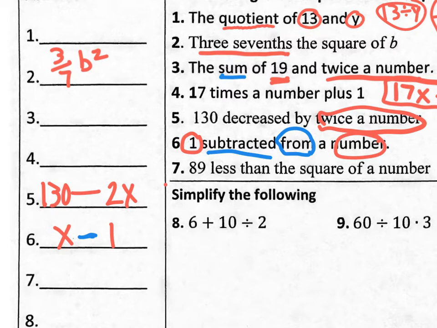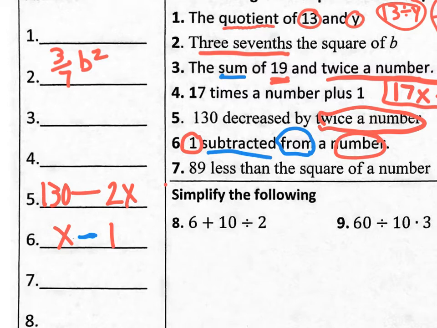Okay? And if you're confused, think about this. 1 subtracted from your age. Put your age right here. You're not going to say 1 take away your age. You're going to say your age take away 1. Again, the word from implies a switch. Whenever you see the word from, you're going to do an order switch. Now, whenever you see the word than, you're also going to do an order switch.